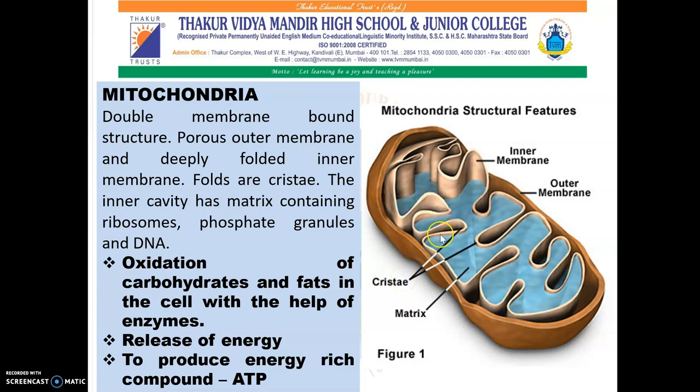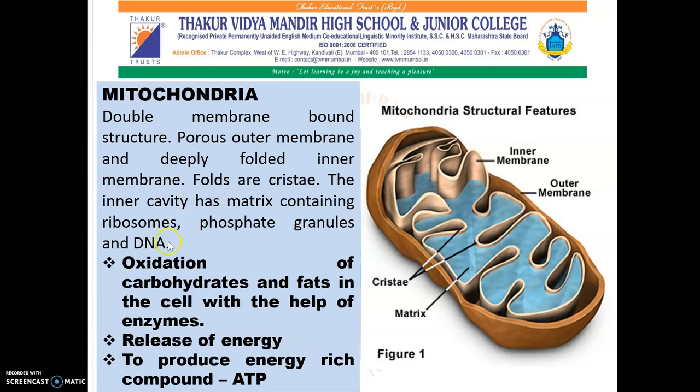The inner cavity is filled with proteinaceous gel-like matrix containing ribosomes, phosphate granules and DNA. Therefore, it can produce its own protein. With the help of enzymes, mitochondria oxidizes carbohydrates and fats in the cell. The energy released in this process is stored in the form of ATP. ATP is an organic compound and hydrotrope that provides energy to drive many processes in the living cells, for example, muscle contraction. Plant cells have less mitochondria as compared to animal cells.